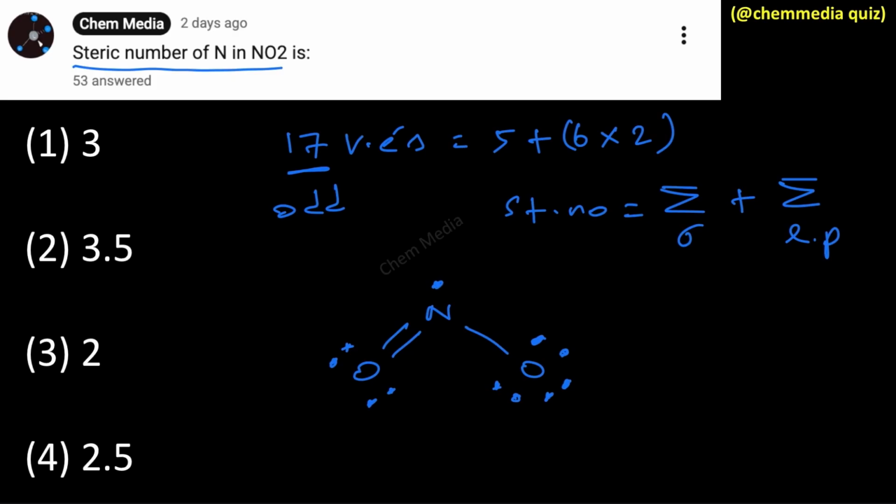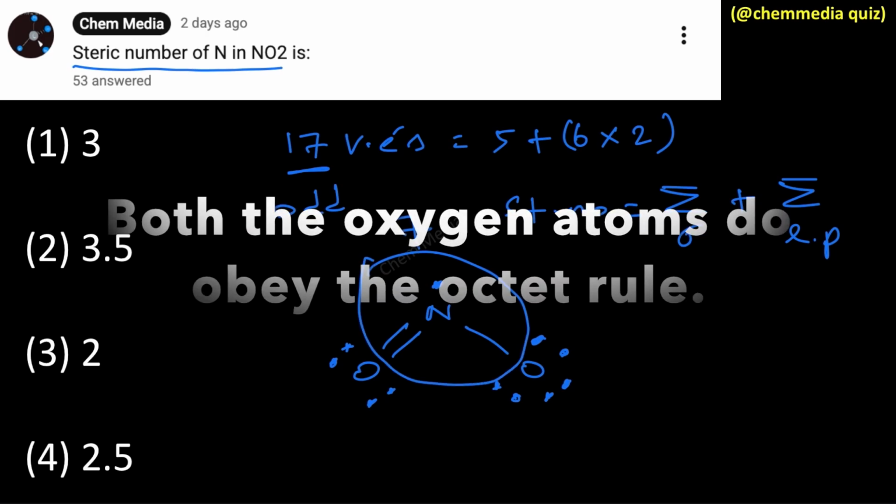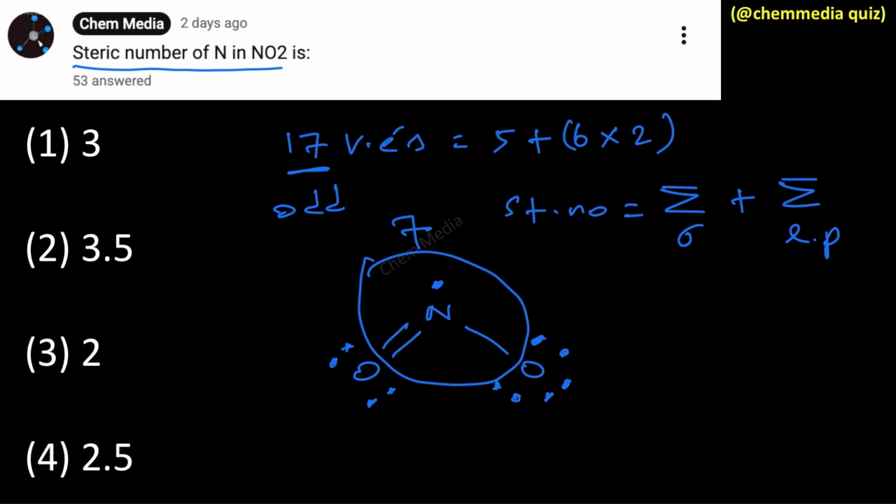This molecule doesn't obey the octet configuration because the central nitrogen atom has only 7 electrons around it, because in total we have an odd number of electrons. Therefore, the normal formula that we use, we cannot use. We have to think in terms of electron domain.